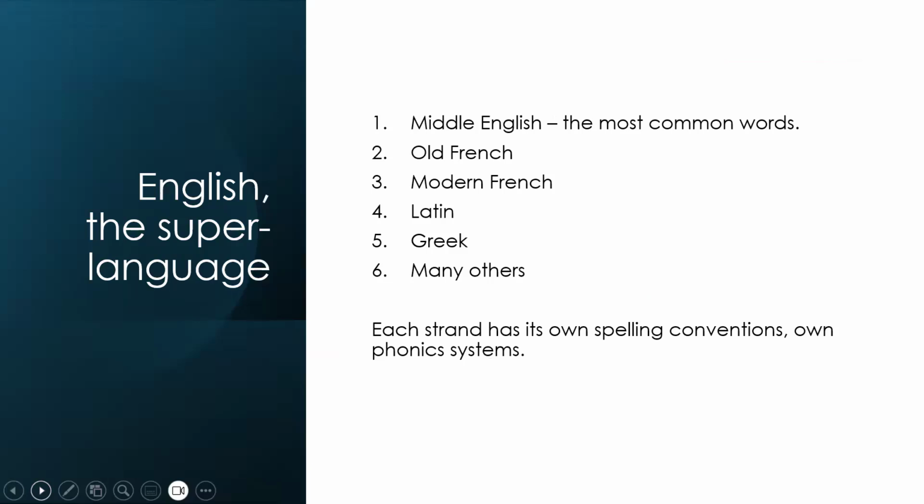To complicate things even further, the original English language has absorbed words from Old French and Modern French, from Latin, Greek, and a myriad of other languages, and each of these languages makes up for the shortage of letters in its own way. The spelling conventions are different for each. So English is best thought of as a super language, embracing a series of component languages that work and are spelt differently.